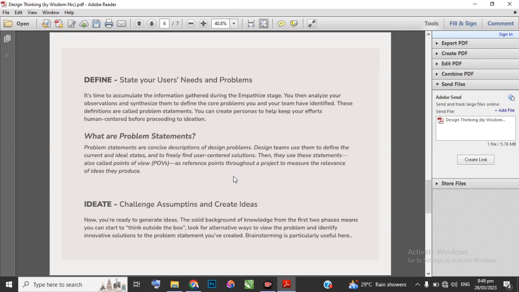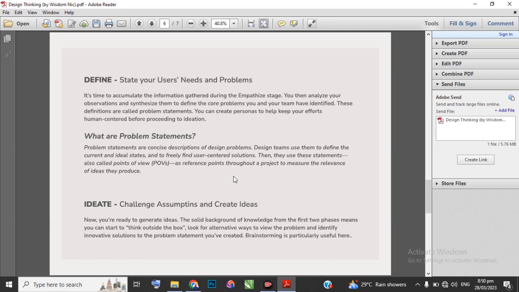So after doing your research, after knowing your user, after knowing their pain points and their needs, the next thing is for you to state your user's need and problem, like clearly state it. If your product cannot clearly define the solution it is bringing, then you need to go over that product again. So this define stage is where you state your users' needs and problem. It's a time to accumulate the information you have gathered during the empathize stage. Then you analyze this information, do your observation and synthesize it, then you come up with a definite statement of the problem.